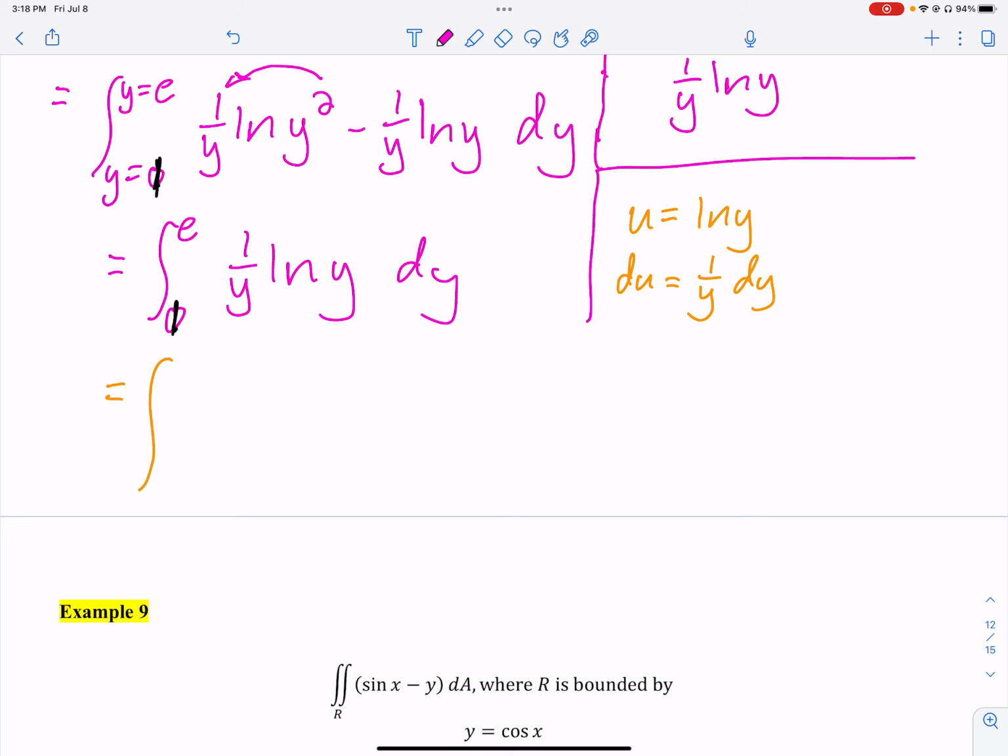Okay, so the u goes in. Okay, now I can plug in 1. ln of 1 is 0. ln of e is 1. And then everything inside is taken care of, and I'm just left with u du. So it is u squared over 2 from 0 to 1. And that ends up being 1/2.